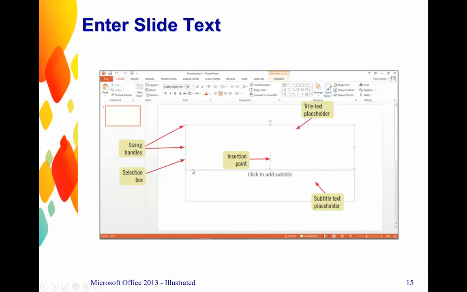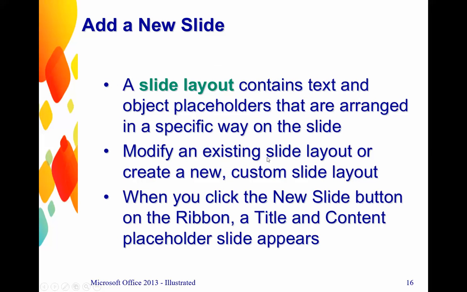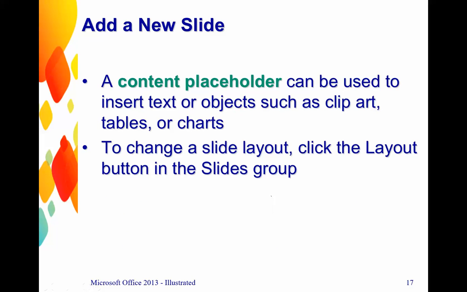Here are the sizing handles we mentioned, the title and subtitle boxes, and we know that these placeholders are called objects. The slide layout contains text and object placeholders, and we know that one theme can have many different slide layouts. We can modify an existing slide layout or make a new one, and each slide layout has things that you can use, or you can just have the layout on part and then change the layout for another part. It depends on how you want to apply the theme in your presentation.